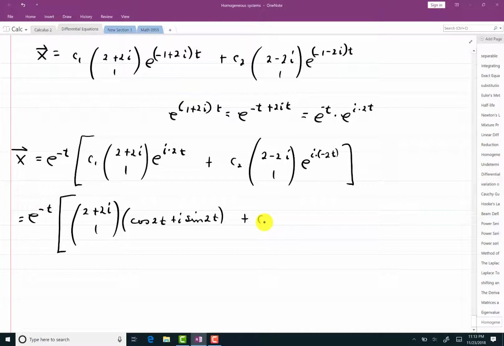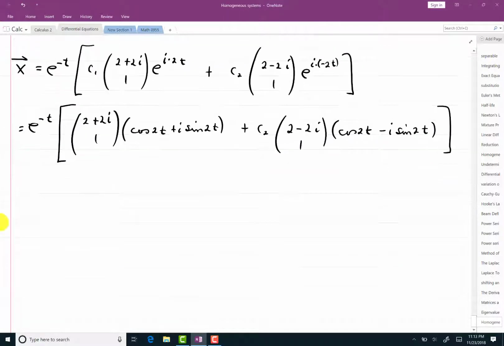And then for the second piece, C2, 2 minus 2i, 1, e up, cosine of 2t. Remember, because cosine is an even function, it can squash that negative. Whereas sine, you'll have to bring the negative to the front, because it's an odd function. And now I'm ready to do a bunch of simplifying.